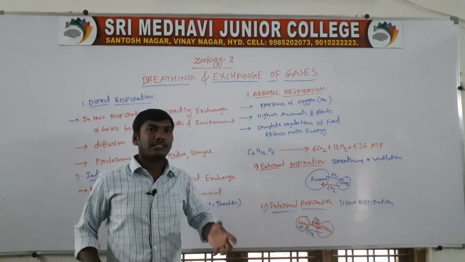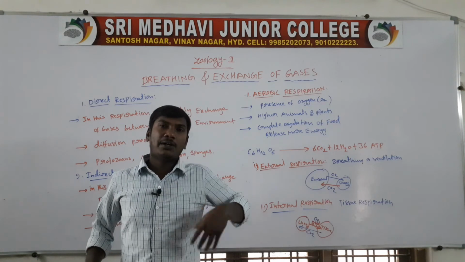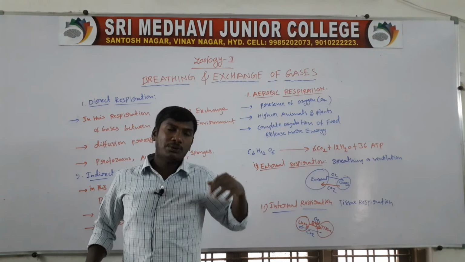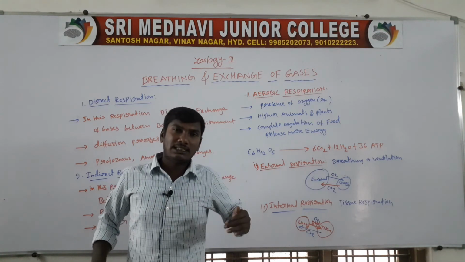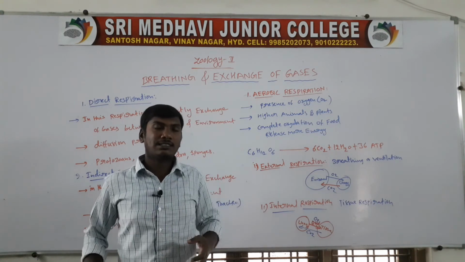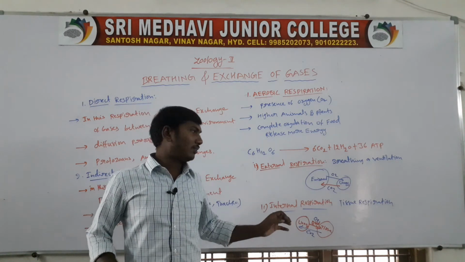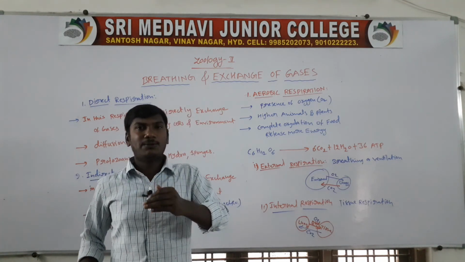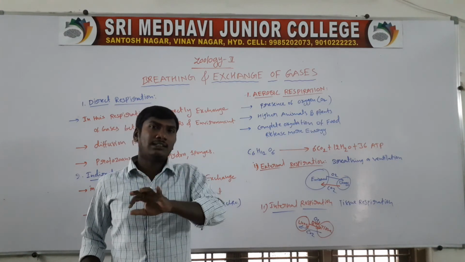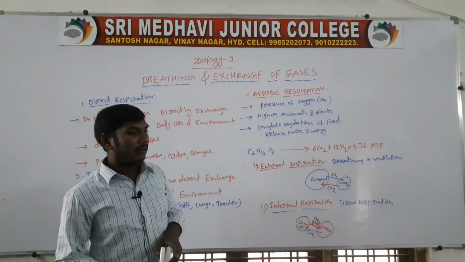Next, internal respiration. Internal respiration means the gases are transferred from the lungs to different body tissues. The tissues are made of cells. The cells take up O2 and release CO2. That CO2 comes from the cells of the tissues to the lungs. This respiration is called internal respiration, also called tissue respiration. CO2, water and energy are released from internal respiration. So, this is aerobic respiration.